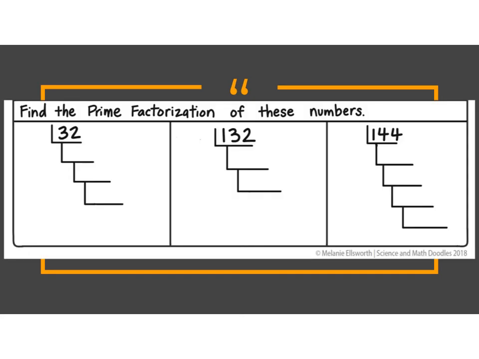Let's try a few more ladder method examples together. In the first example, we have 32. 32 can be divided by 2, and when we divide it by 2, it equals 16. 16 can be divided by 2. 16 divided by 2 is 8. 8 can be divided by 2. We'll write 2 on the outside of the ladder. 8 divided by 2 is 4. We'll put our answer on the next ladder step.